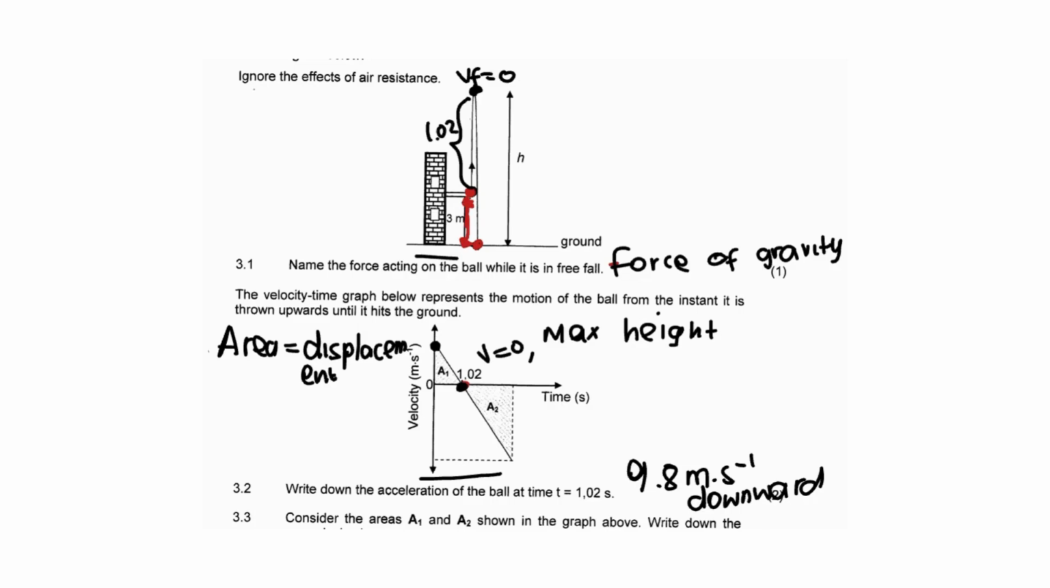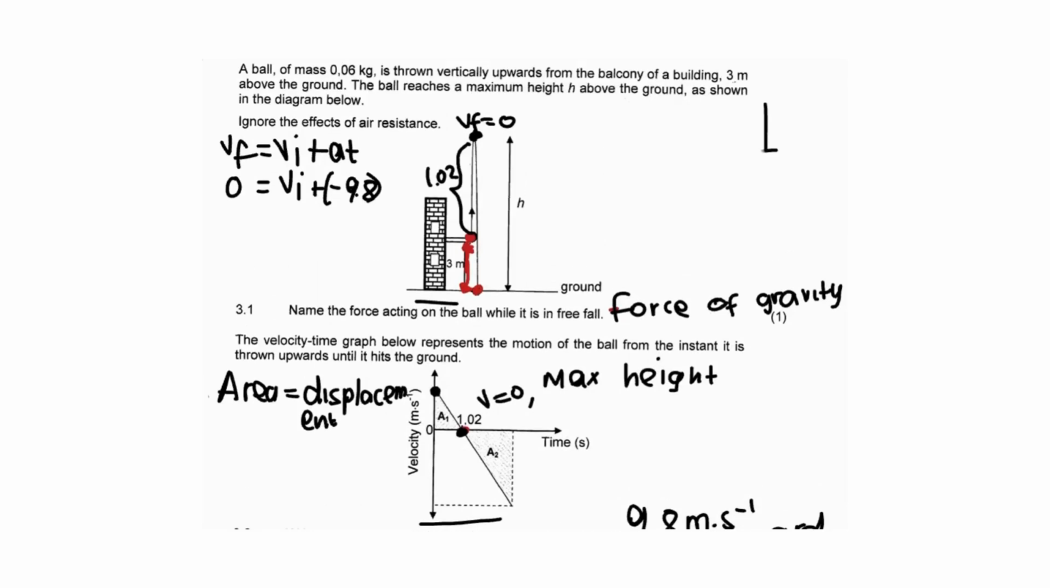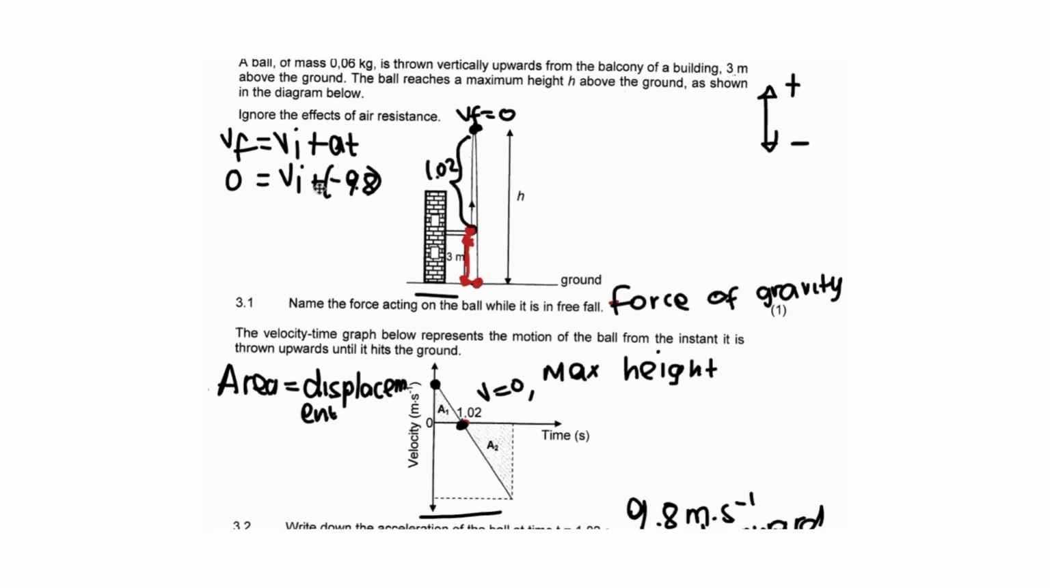So the formula that we can use is VF equals VI plus A times time, because we have everything there except for V initial. VF is 0. We are looking for the V initial. Our acceleration is always negative 9.8. And please bear in mind, in this question I'm using upward as positive and downward as negative. That would mean gravitational acceleration, because it's always downward, I'm going to give it a negative. And then the time was 1,02.